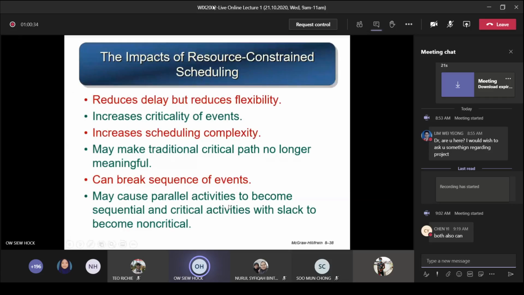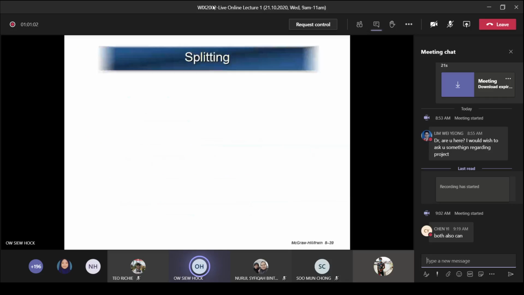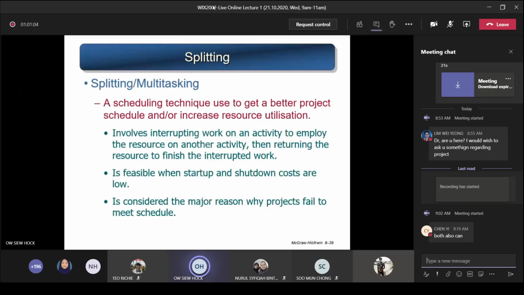And it may cause parallel activities to become sequential. You see, originally they are parallel. Now, because of this resource scheduling, parallel activities cannot be parallel. They become sequential, one after another, finish to start. And the critical activities can become non-critical. So those that were originally critical activities now become not critical anymore. So originally there was no slack, now it has slack. Okay, so after scheduling, all kinds of things can happen. Okay, so that is resource scheduling. You can see it's very complicated, right?